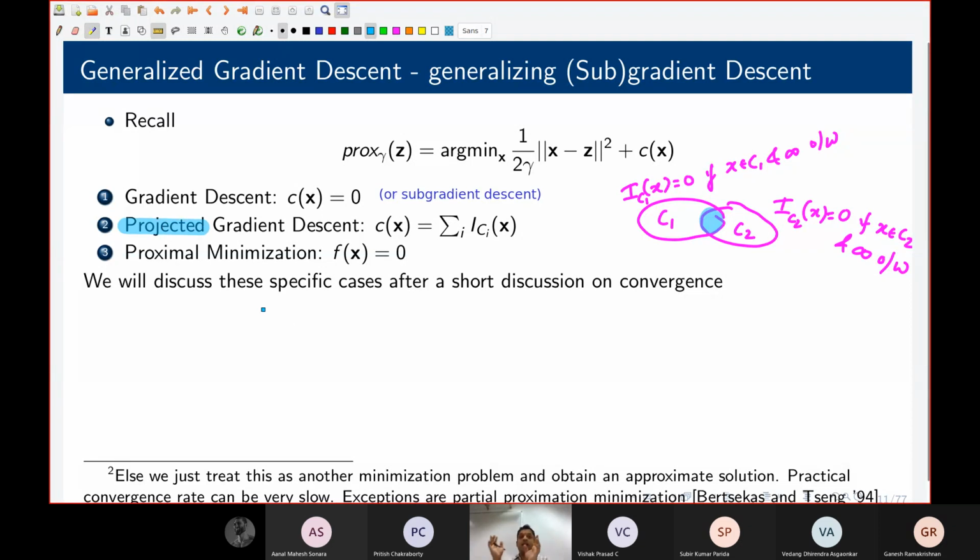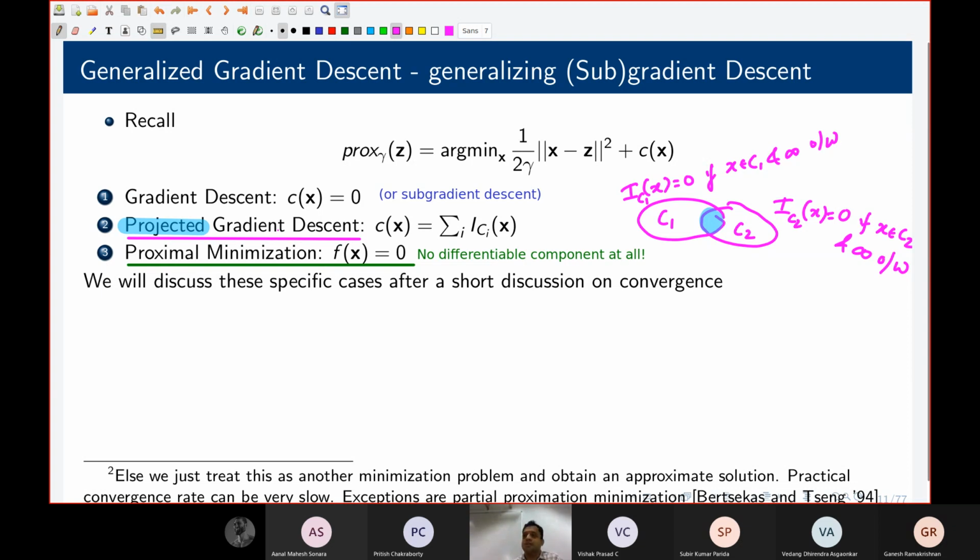Proximal minimization is another case where you are trying to find a feasible point x. You're not even trying to minimize a function. Fx itself is 0. You don't care to minimize, you're trying to find a feasible point. I have a bunch of constraints and I want to check if I'm able to satisfy those constraints, for example. Or I just have a non-differentiable function, no differentiable component at all. That's proximal minimization. That's a special case. Projected gradient descent, we'll just see quickly.